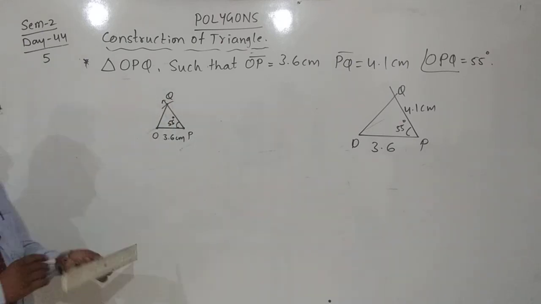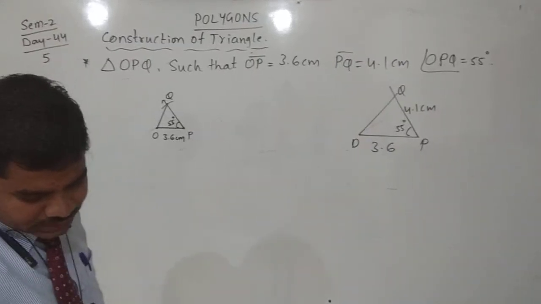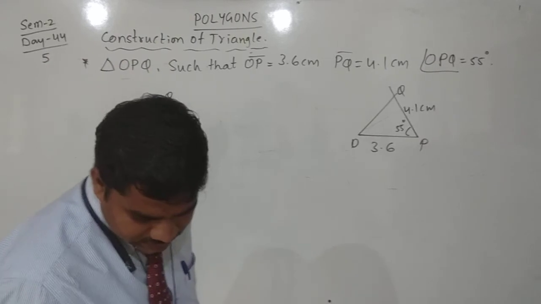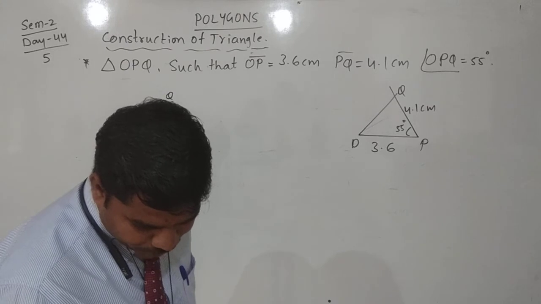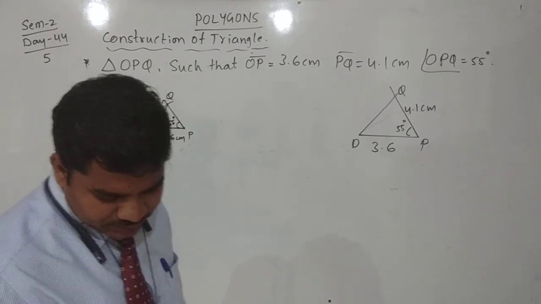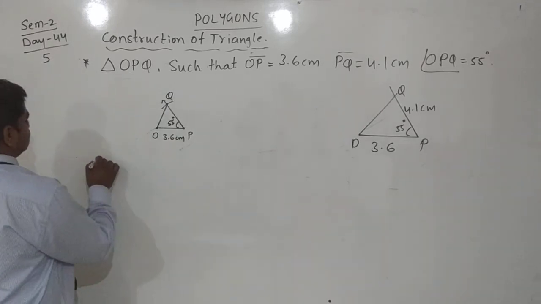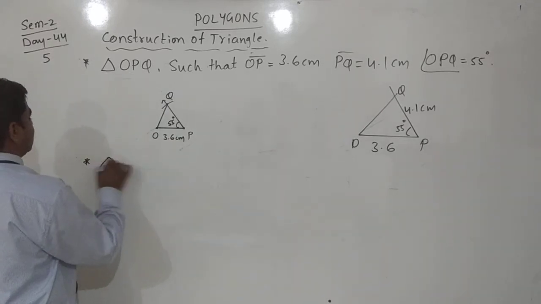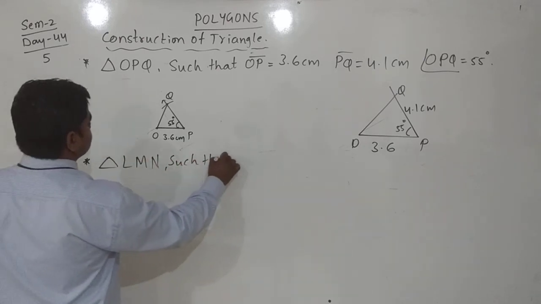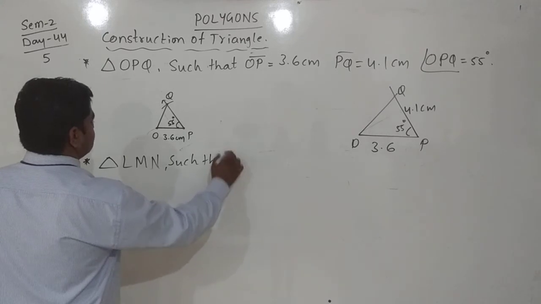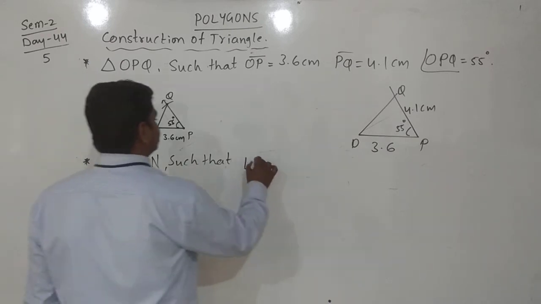Clear? Yes, if all three sides are given, that's solved. Here we will see one more. Triangle LMN, 3.2, 3.6, 4 centimeter. Construct a triangle LMN such that, yes, line segment LM is equal to 3.2 centimeter.